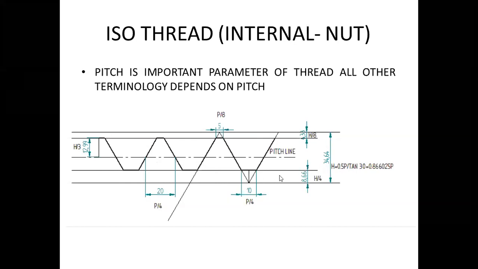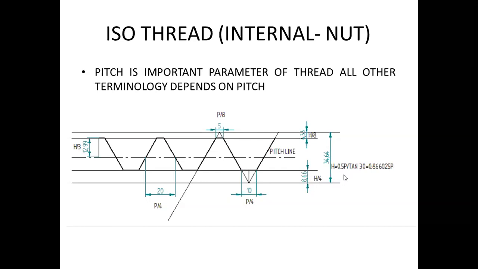So here in the internal thread, the bottom flatness will be at a distance of h by 4 from the root line. When you are talking about internal thread, this will become crest and this will become root. It is h by 4 distance.